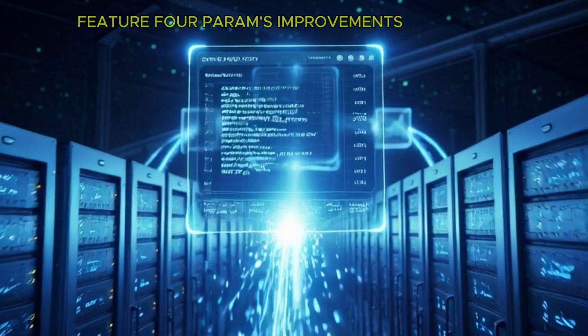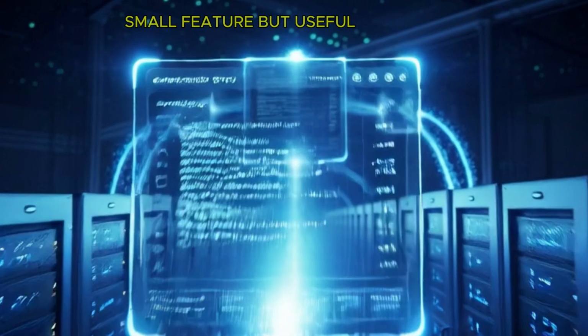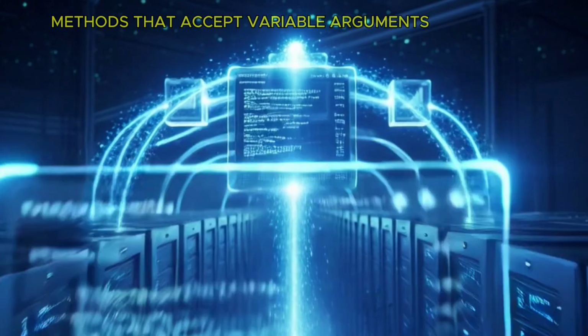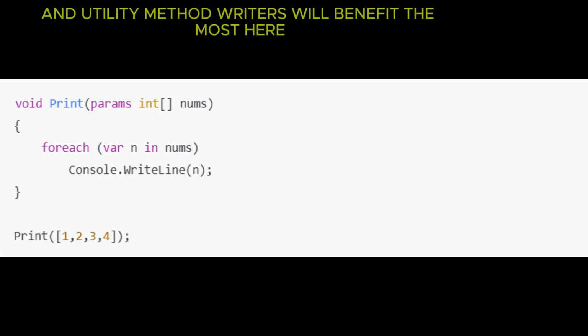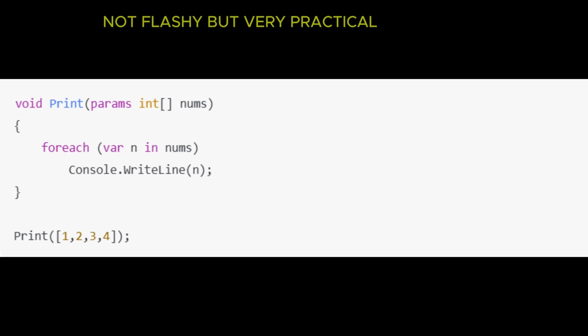Feature 4, Params improvements. Small feature, but useful. Params handling is more flexible now. Methods that accept variable arguments can now work more naturally with modern collection syntax. Library authors and utility method writers will benefit the most here. It improves method usability and call site readability. Not flashy, but very practical.